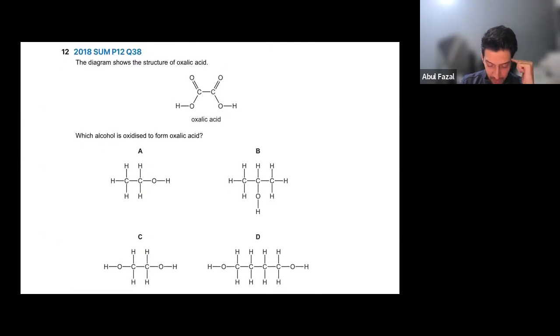The diagram shows the structure of oxalic acid. Which alcohol is oxidized to form oxalic acid? What do you guys think? This is oxalic acid, so we don't have to worry about naming it. Any molecule that has multiple functional groups, you don't have to worry about naming it.